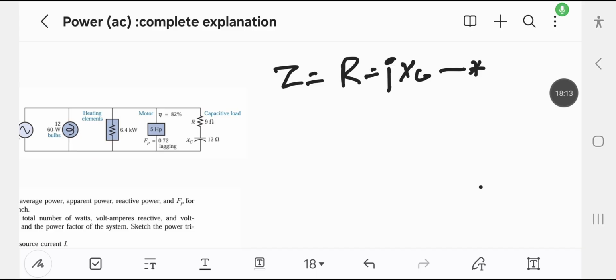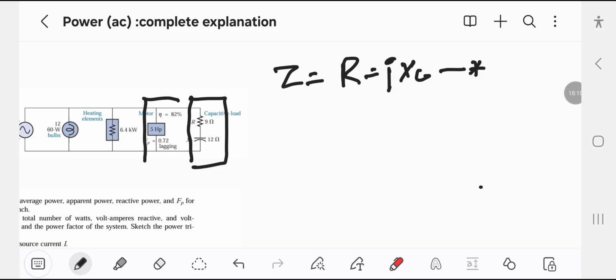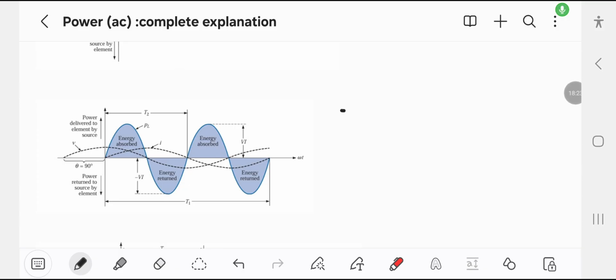Before going to this branch, let's discuss the previous branch, which is the motor. Here in this graph, the voltage is leading the current by 90, so this is an inductive circuit. What happens in the inductive circuit is that the energy absorbed by an element is returned to the source. When we have a reactive element, the energy fluctuates from source to load, and the amount of energy absorbed by the load is equal to the amount of energy delivered to the source again.